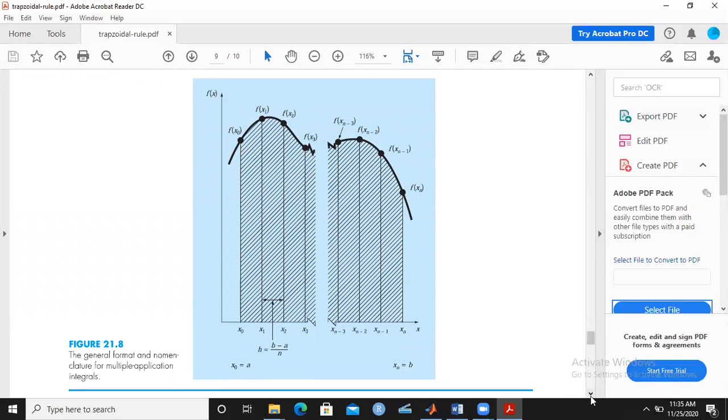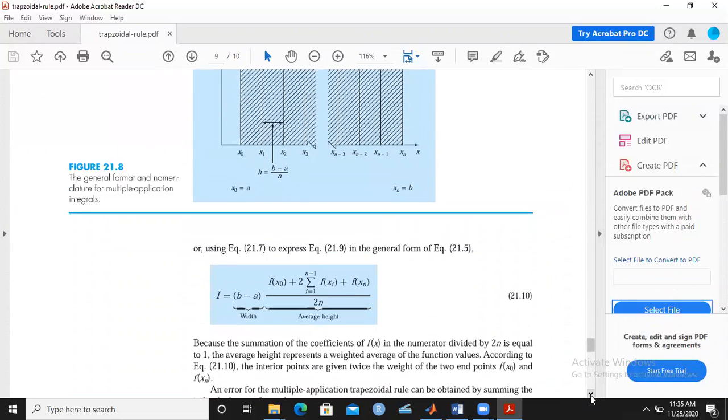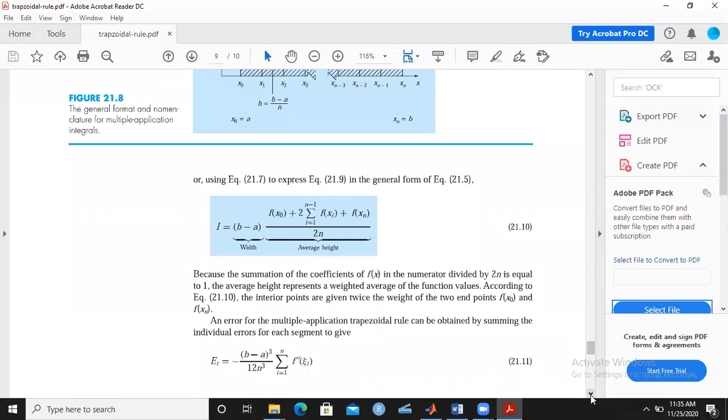For example, if n is equal to 4, what will happen? If the number of patches is 4, the number of grid points is 5. So the functional value at x1, the functional value at x5, and then plus 2 times the functional values at x2, x3, and x4. Now let us take a look at the M file.